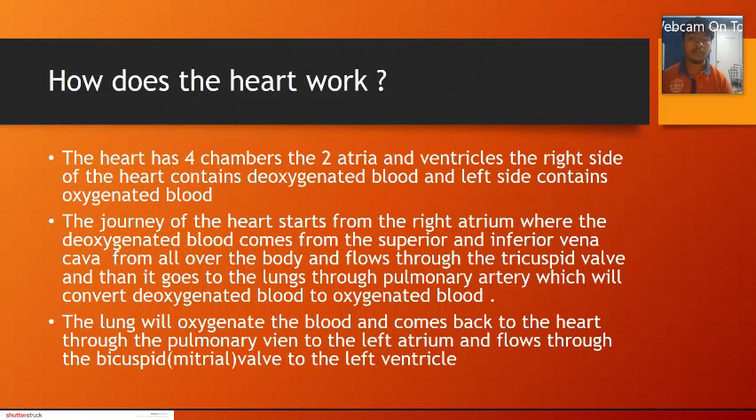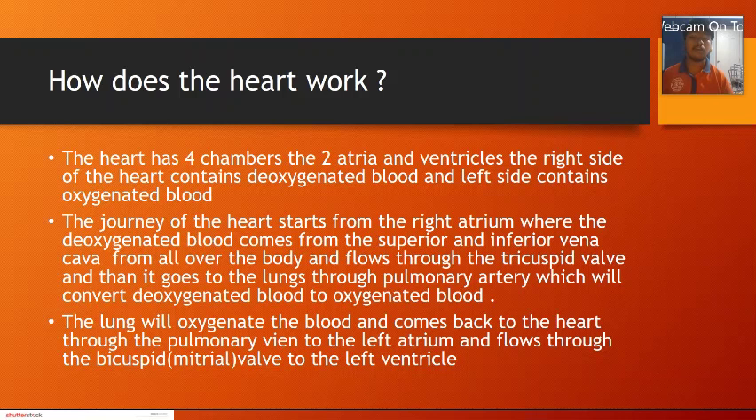The journey starts from the right atrium, where the deoxygenated blood comes from the superior and inferior vena cava from all over the body and flows through the tricuspid valve, and then it goes to the lungs through the pulmonary artery. The main function of the valve is to make the blood flow in one direction, which may also be called unidirectional flow.